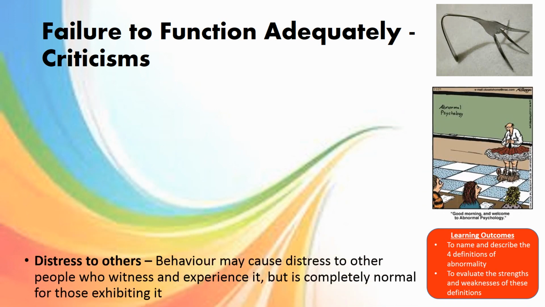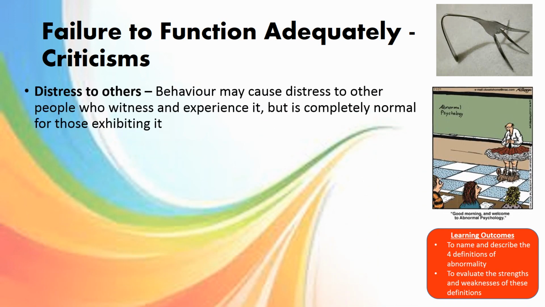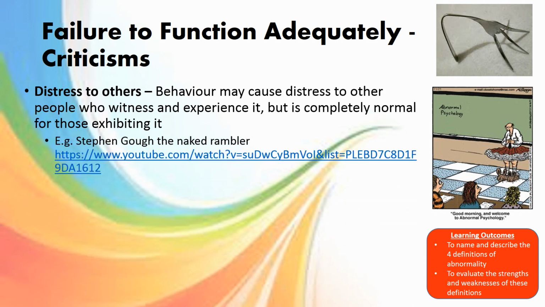Further criticisms: the behaviour might cause distress to other people, but it might not cause any distress to you. So if someone's saying that you're abnormal but you're perfectly happy, where do you go from there? For example, we've got Stephen Gough, the Naked Rambler. You can see a little video about him there. He finds it perfectly normal to be naked out in public, walking up in the hills, completely naked. It causes distress to other people, but he's quite happy.